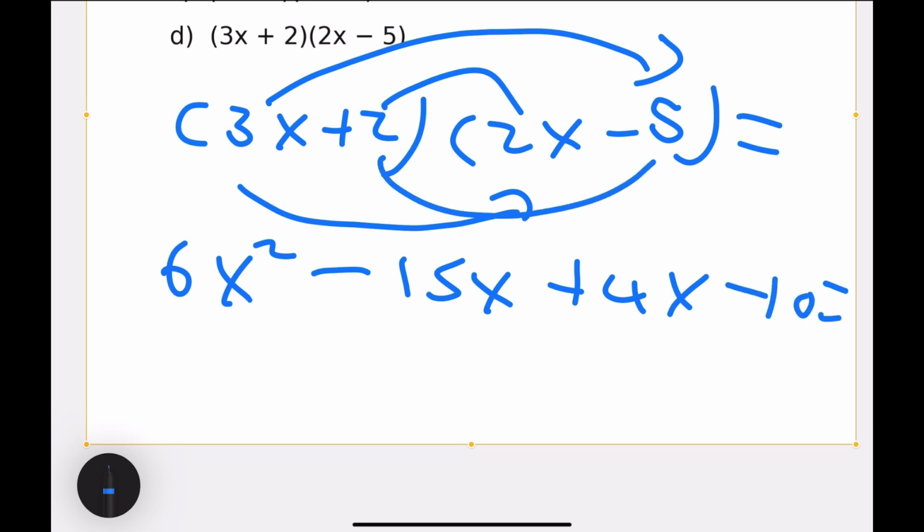So now we can simplify it by collecting the like terms, so the x's. So it'd become 6x squared minus 11x, as the difference between 15 and 4 is 11, but you know it's going to be negative as you're taking away a bigger number, and then minus 10. So 6x squared minus 11x minus 10 is the final answer.